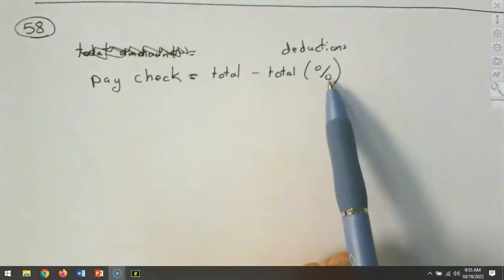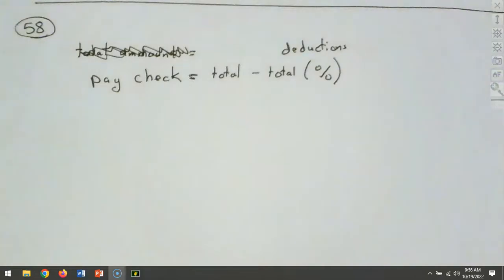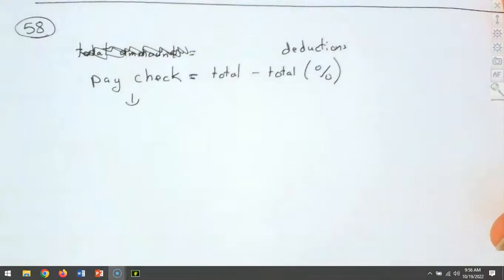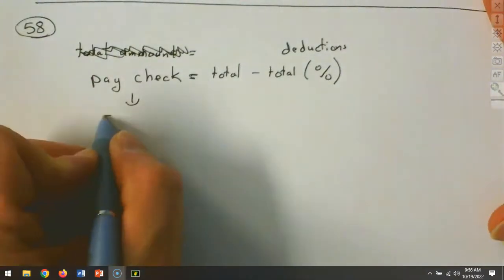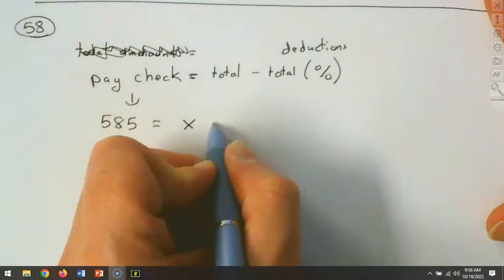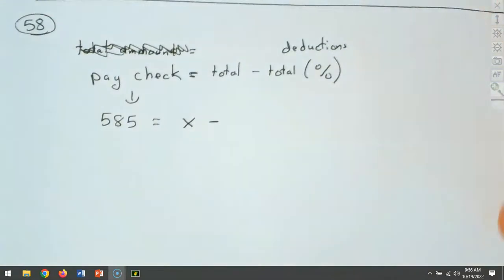This is a percentage of the total. So how much did we make in our paycheck? If we look at question 58, we made $585. That's what our paycheck was. Do we know how much we really made? No. So that's going to be X. Now, what about our deductions? How do these deductions work? What is my deduction percentage rate?